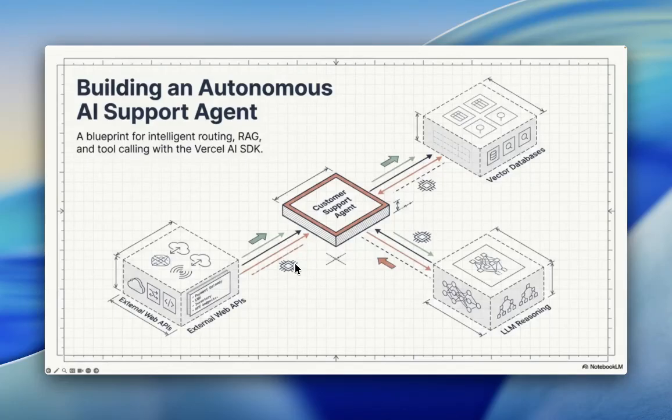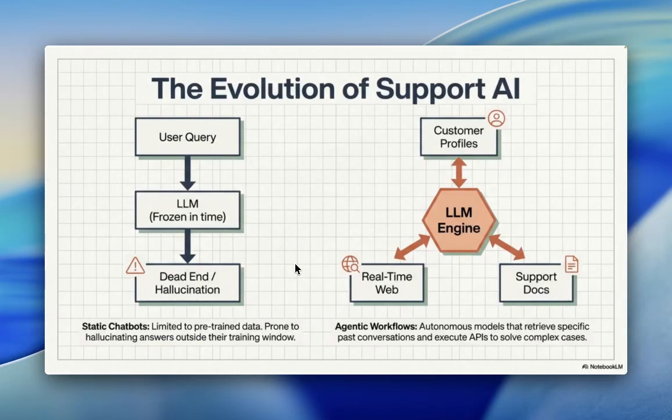So in this video, I'm going to talk about building an autonomous AI support agent. It is a blueprint for intelligent routing, RAG, and tool calling with the Vercel AI SDK. You have an external web API, a customer support agent, a vector database, and LLM reasoning happening.